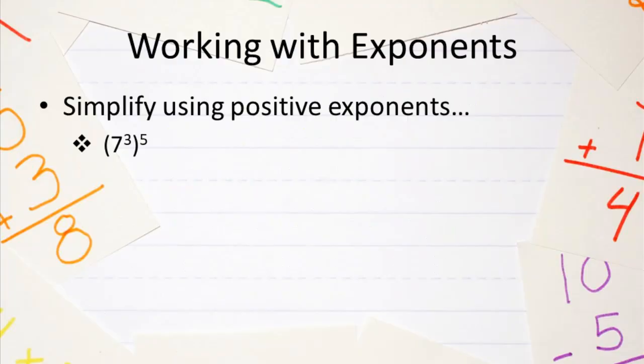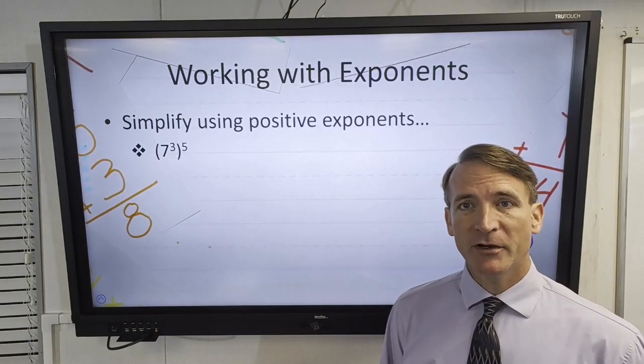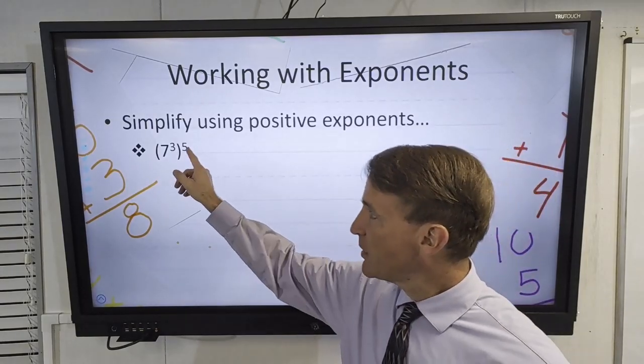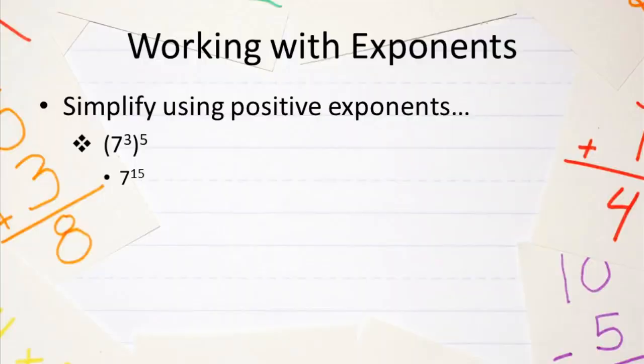How about 7 cubed to the 5th? Once again, I'm going to be using my power property here. I have 3 times 5, which gives me 15, so that gives me 7 to the 15th power. What about 10 to the 5th raised to the 7th power? Again, I'm using my power property. I have 5 times 7, which is 35, so I have 10 to the 35th power.